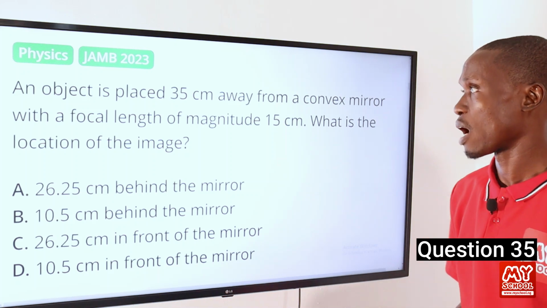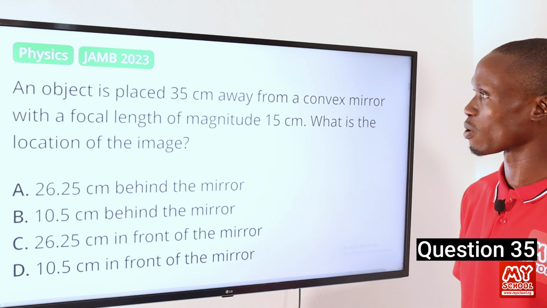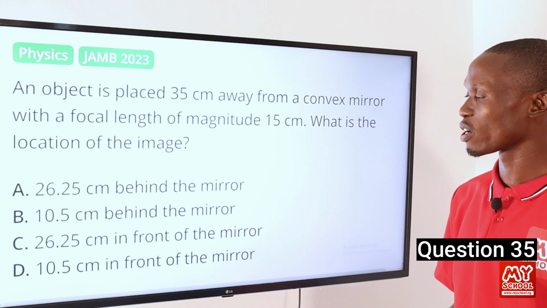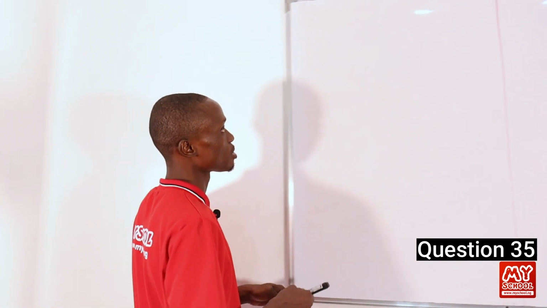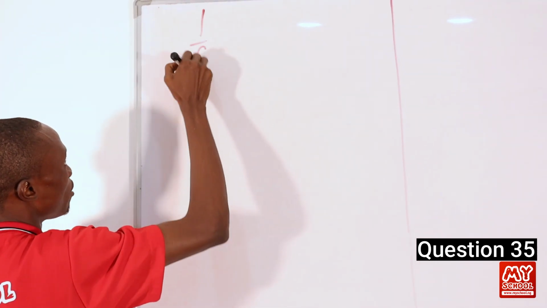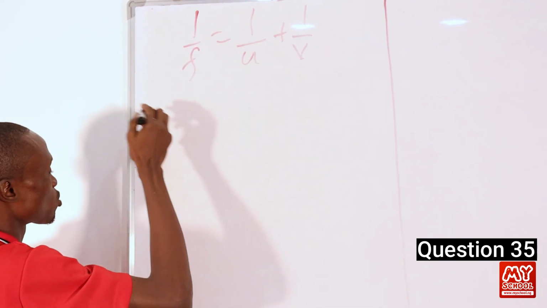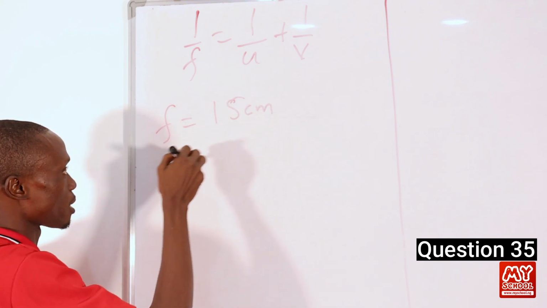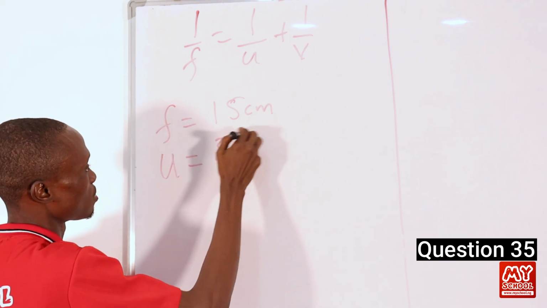Question 35. An object is placed 35 centimeters away from a convex mirror with a focal length of magnitude 15 centimeters. What is the location of the image? So let's move over to the board to solve that question. Using our mirror formula, 1 over F is equal to 1 over U plus 1 over V. We are told that the focal length is 15 centimeters and that the object distance U is 35 centimeters.